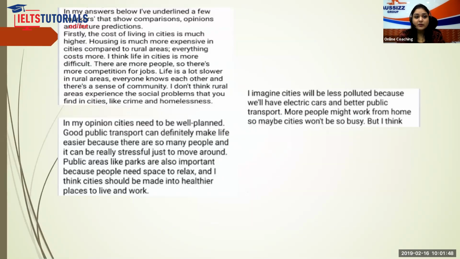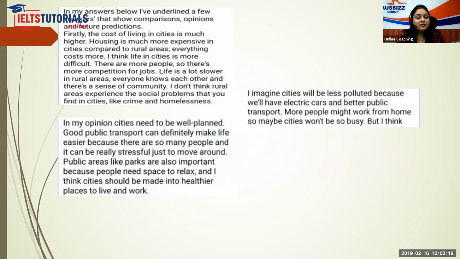Now, how can we go with? Firstly, there are various differences between city area and countryside. Talking about these things, firstly, in cities, the cost of living is much higher. Housing is much more expensive in cities compared to rural areas. Everything costs more. I think life in cities is more difficult. There are more people, so there is more competition for jobs.